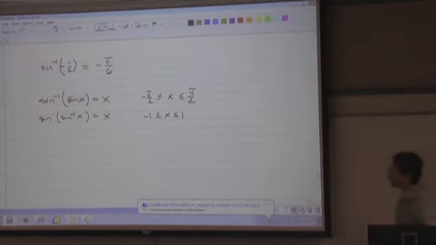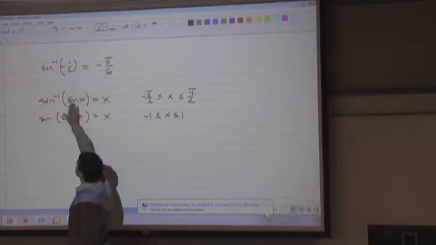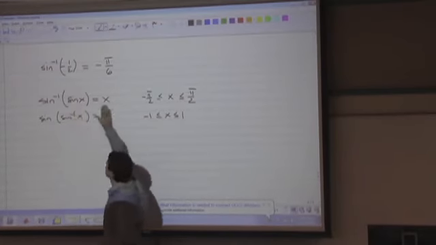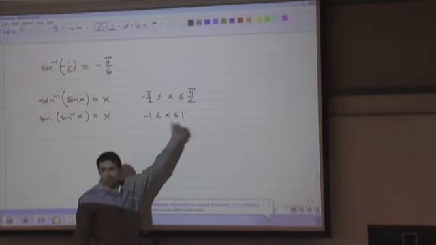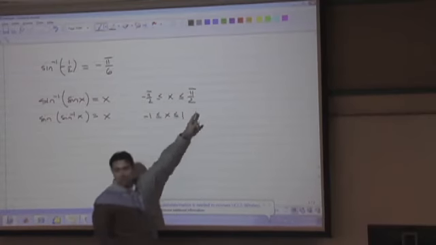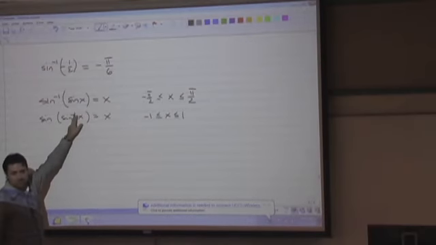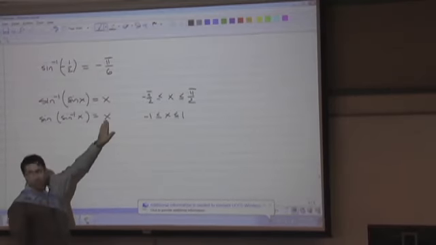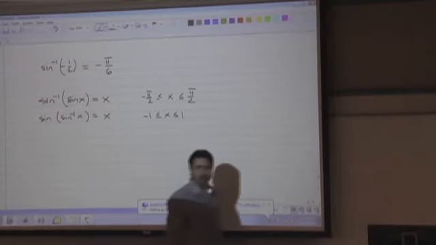Remember what you're actually looking at. Here, regardless of what this quantity inside is, sine inverse of that quantity is equal to x. Well, sine inverse is defined to be between minus pi over 2 and pi over 2. That's how we defined sine inverse. And so those have to be the limits on x. If you go down here, you have sine of whatever this is. Well, sine of any angle will be automatically between minus 1 and 1. That's how sine of x is defined. Is that making sense? Okay.